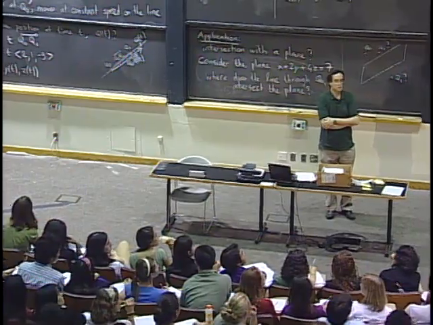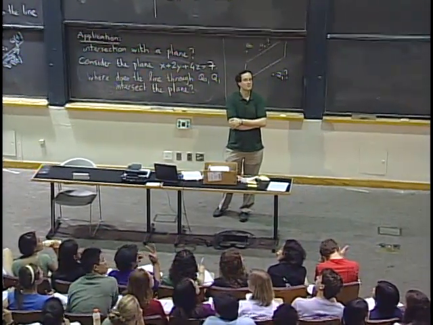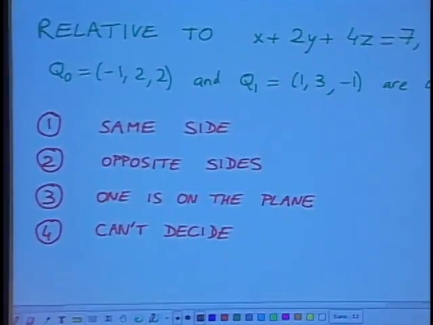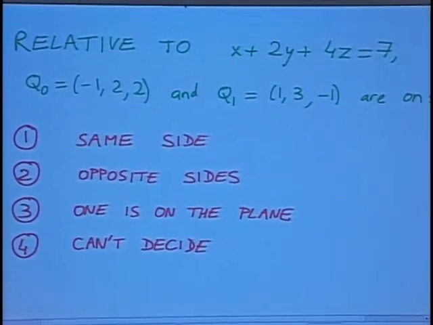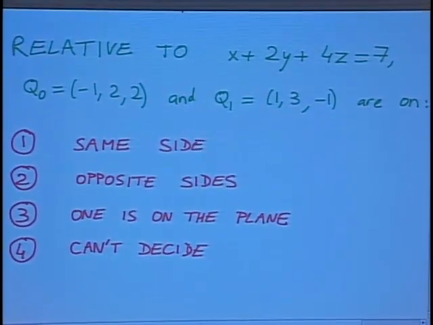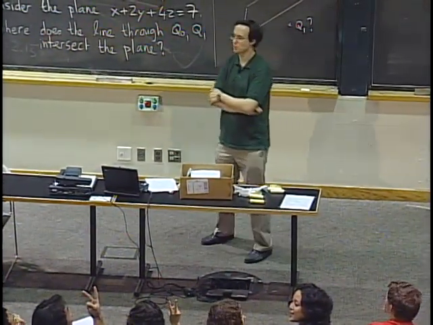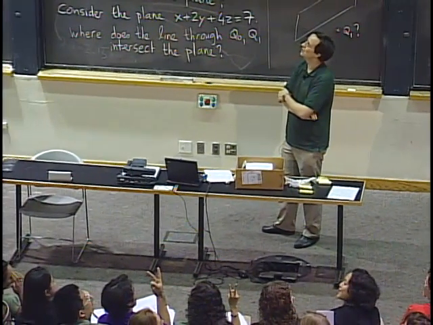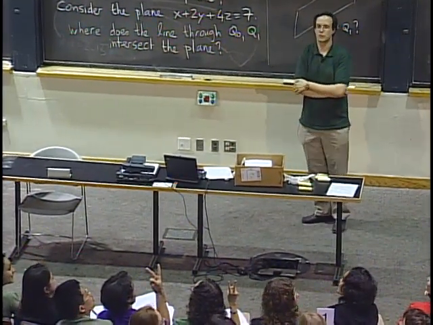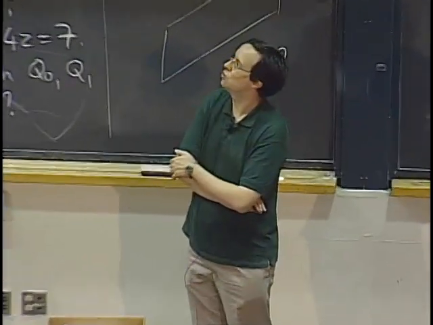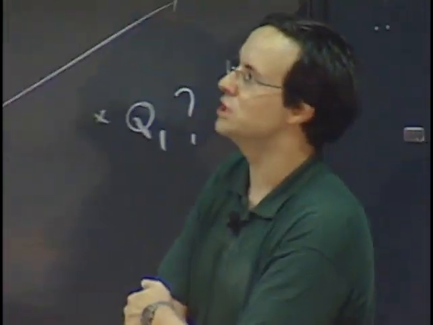So I see relatively few answers. It looks like also a lot of you have forgotten your cards. And so I see people raising 2 fingers, I see people raising 3 fingers, and I see people raising 4 fingers. I don't see anyone answering number 1. So the general idea seems to be that either they're on opposite sides or maybe one of them is on the plane. Well, let's try to see.